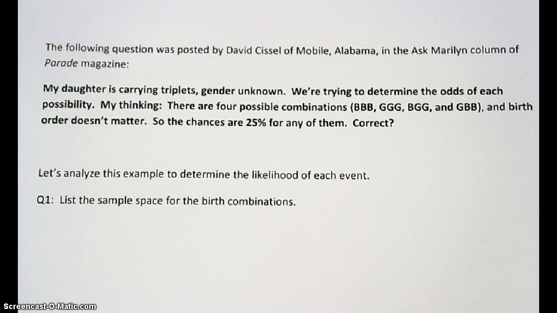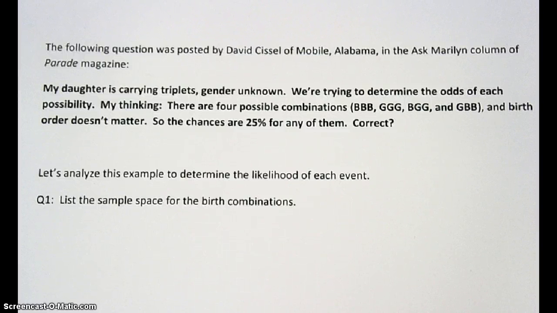The following question was posted by David Sissel of Mobile, Alabama in the Ask Marilyn column of Parade magazine. My daughter is carrying triplets, gender unknown. We're trying to determine the odds of each possibility. My thinking, there are 4 possible combinations: boy, boy, boy; girl, girl, girl; boy, girl, girl; and girl, boy, boy, and birth order doesn't matter. So the chances are 25% for any of them, correct?